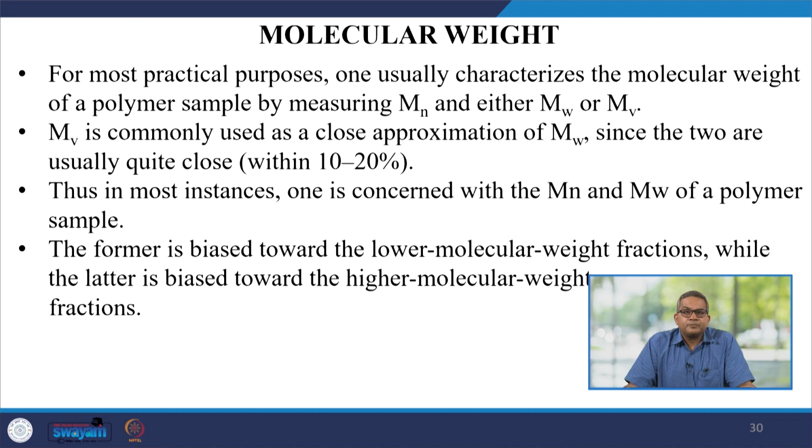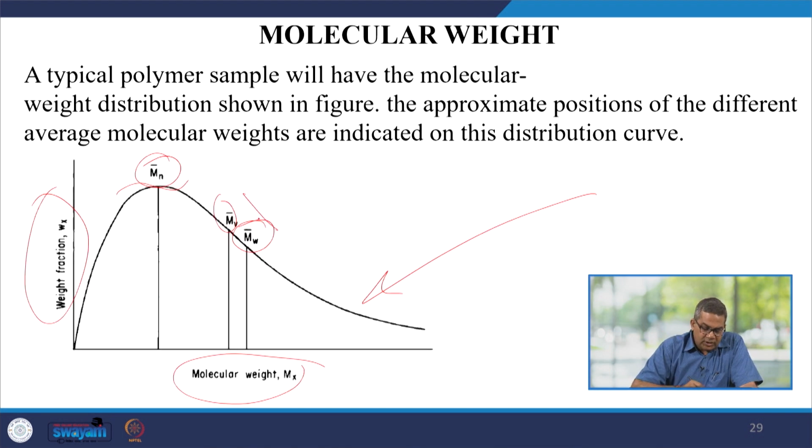and the viscosity average and weight average molecular weights are a bit closer. For most practical purposes, one usually characterizes the molecular weight of a polymer sample by measuring the number average molecular weight and either the weight average molecular weight or the viscosity average molecular weight. Viscosity average molecular weight is commonly used as a close approximation of weight average molecular weight, which you can see here.